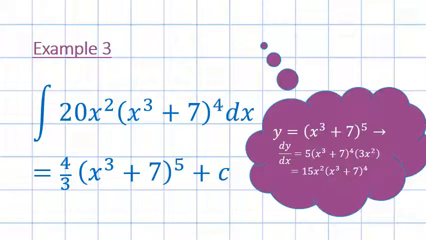Well, I want 20, not 15. So if I multiply 15 by 4/3, then I'll get 20. So my end answer is 4/3 bracket x cubed plus 7 to the power of 5 plus c.